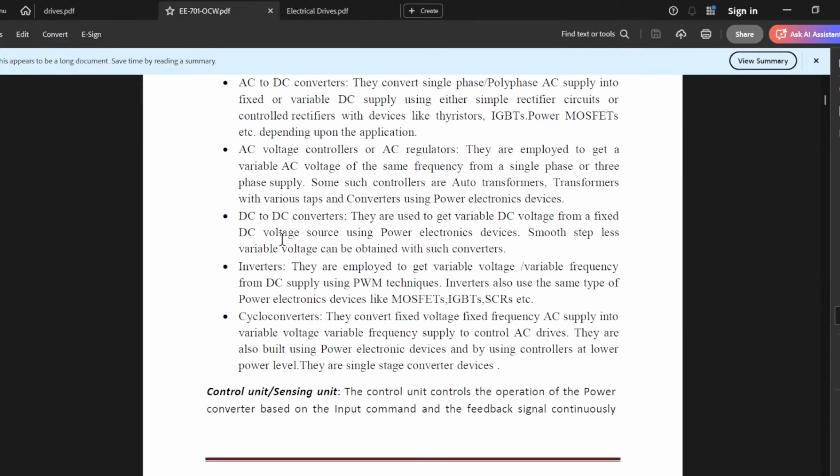We got inverters, the opposite of converters, which can do DC to AC. They are required to get variable voltage, variable frequency from DC using PWM.